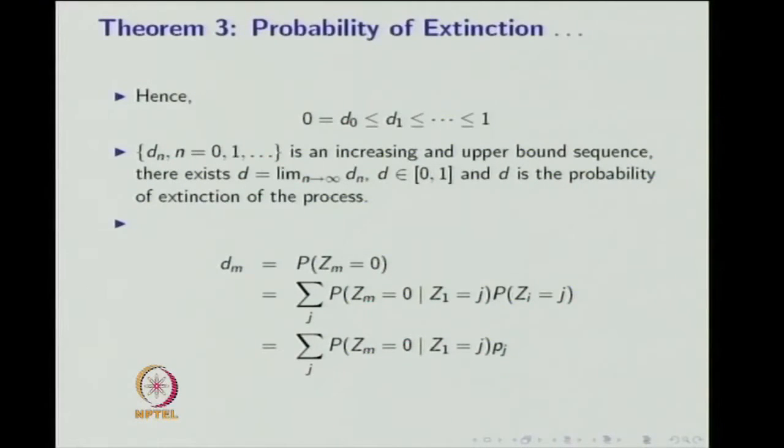Hence, d0 will be 0, d0 is less than or equal to d1, d1 is less than or equal to d2, and so on. And since the dn are probabilities of extinction, they will be less than or equal to 1. Hence, dn is an increasing and upper bounded sequence. There exists d, which is the limit as n tends to infinity of dn, and d belongs to the closed interval 0 to 1, and d is the probability of extinction of the process.